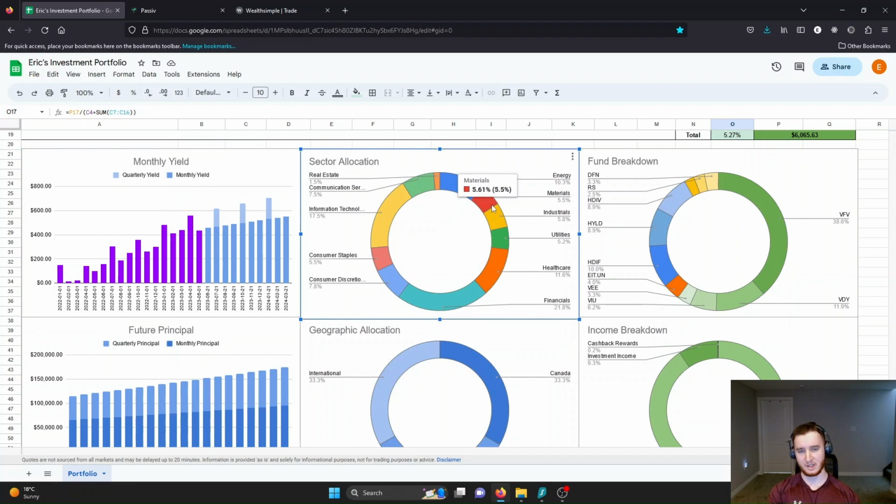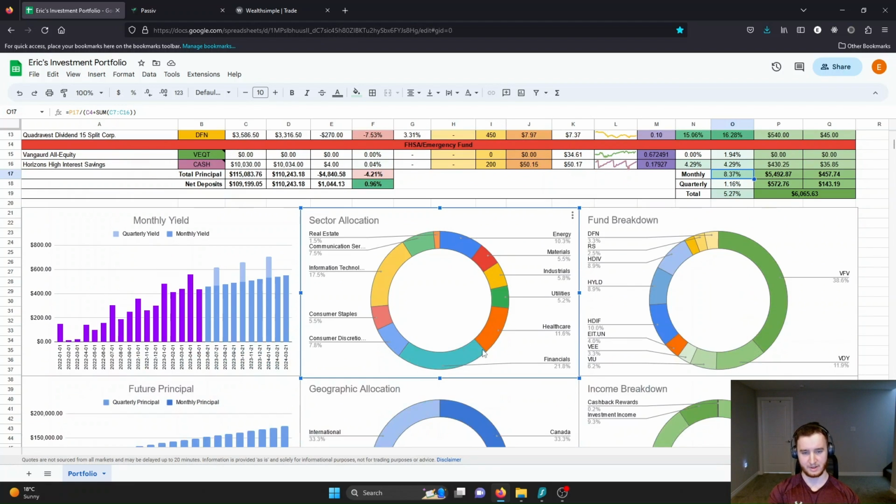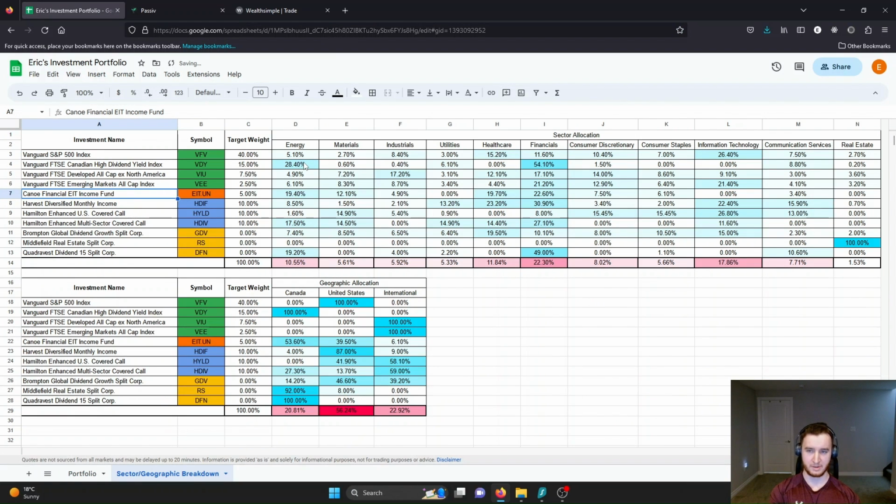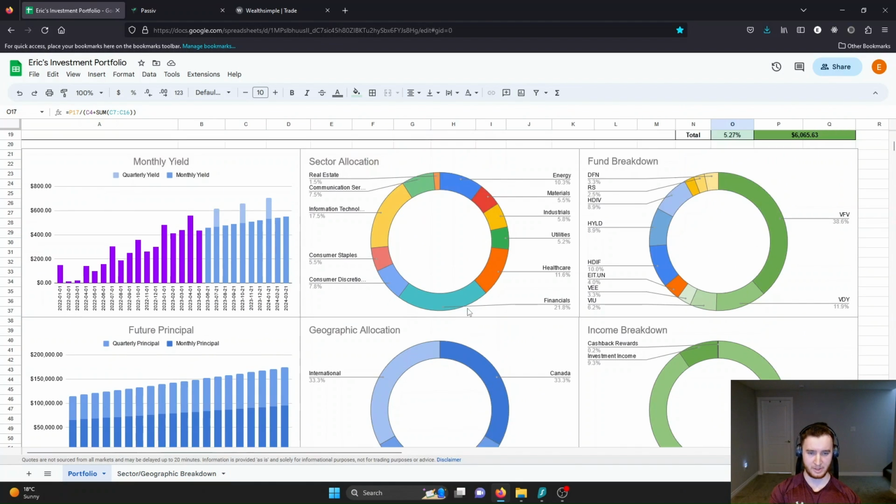So then I have my sector allocations based on the funds that I have here. I just go on the funds website, and actually I'll show you that real quickly. If I do view hidden sheets, sector/geographic breakdown. So I go on the funds website and I get the percentage inside of each sector. So here, like BFB is 5.1% energy, and then I take my target weight and multiply it by that, and I go through all my funds to get my total amount in energy, for example. Same thing with the geographic: Canada, United States, and international. And that's what you see below here for my geographic allocation.